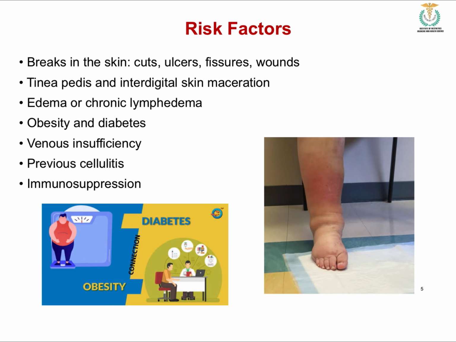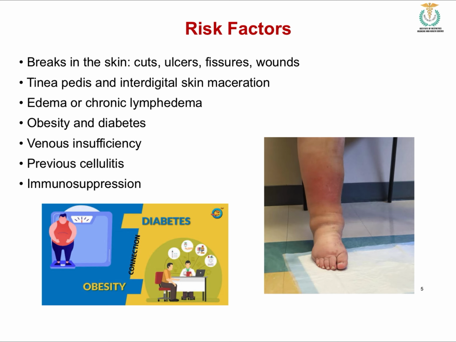Other risk factors include chronic edema or lymphedema, obesity, diabetes, and venous insufficiency. A previous episode of cellulitis also increases the risk of recurrence. Immunosuppressed patients may also be at increased risk. Therefore, when evaluating cellulitis, don't just treat the infection. Ask why this patient developed cellulitis. Identify the risk factor, which will help to prevent the next episodes.